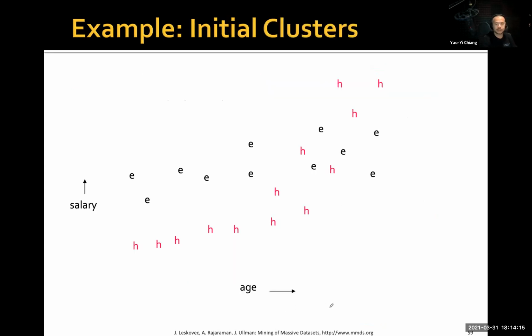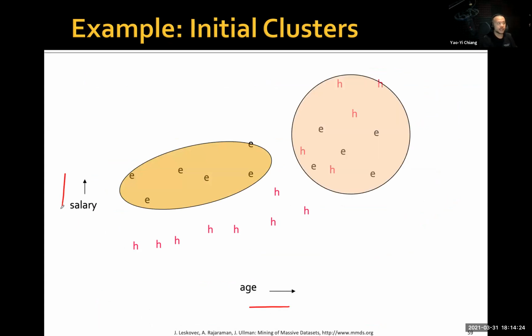So 2 dimensions in this case: you have age, you have salary, you have an initial cluster, one cluster, another cluster, another cluster. So once you finish this clustering step, what's the next step, before you can read in another chunk of your data? Anybody?